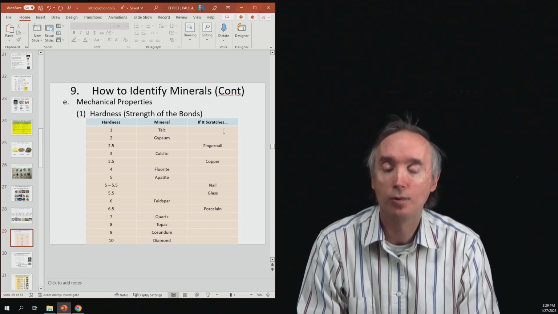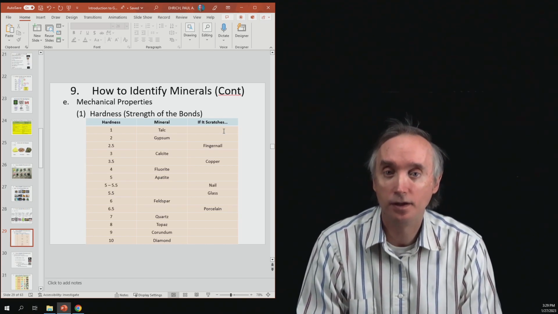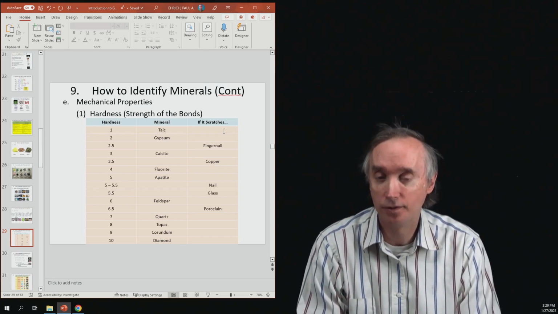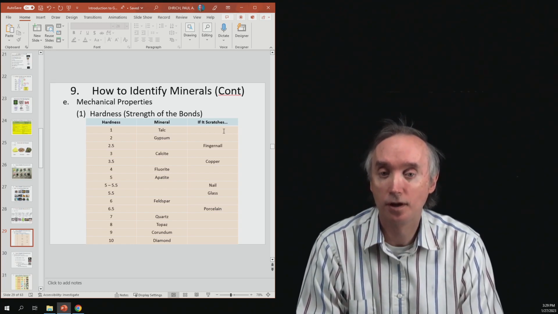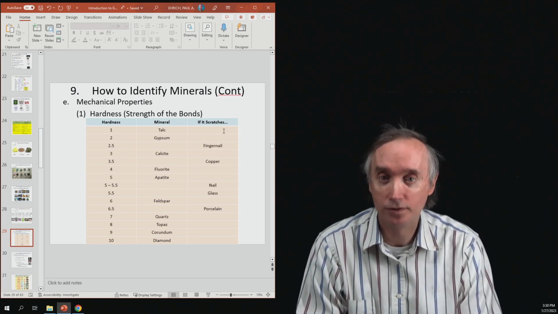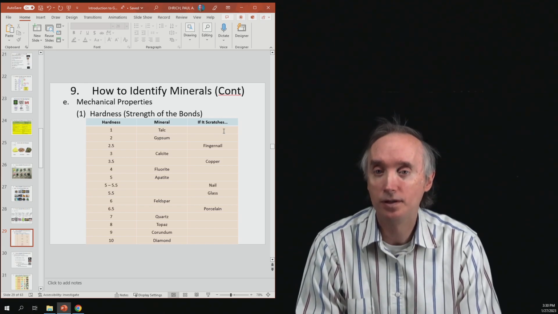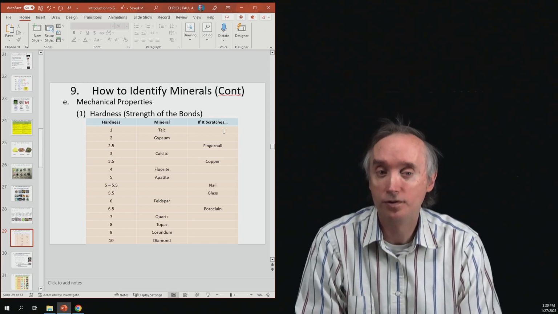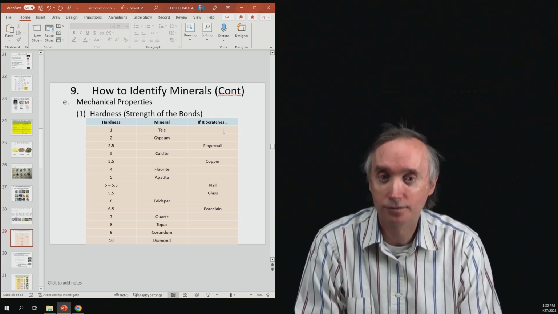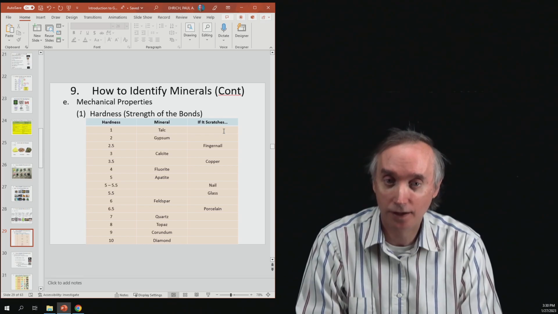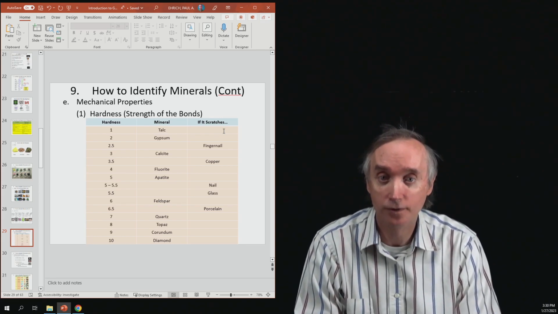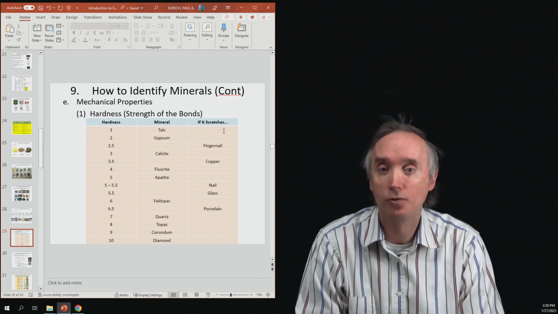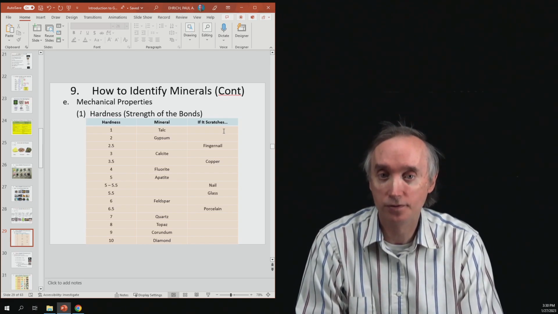And so we have a special scale, the hardness scale, that goes from 1 to 10. So 10 would be the strongest mineral, and that would be diamond. And then 1 is going to be the least hard, and that's going to be talc. And so what do you use talc for? Talcum powder. And talcum powder is very soft. And you can see that there are different hardnesses for different kinds of minerals.